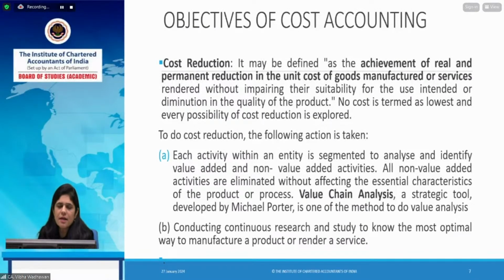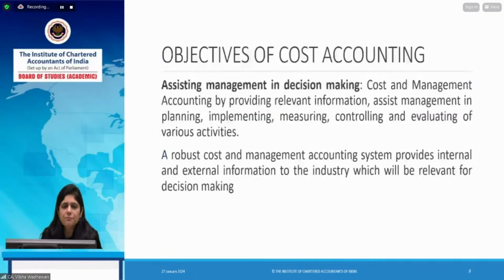So this is done by value chain analysis, which is a very important tool to identify and analyze and segment all the activities. Then, of course, conducting continuous research and study to know the most optimal way to manufacture a product or render a service. So again, if there are 9 activities, a continuous research is going on, how we can further reduce the activities without, of course, compromising the quality of the product. So this is the cost reduction.